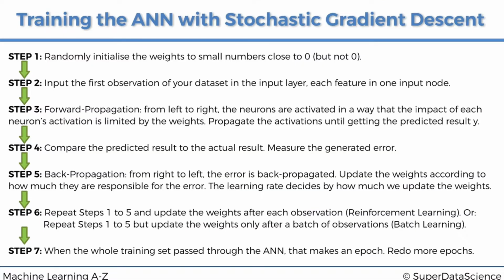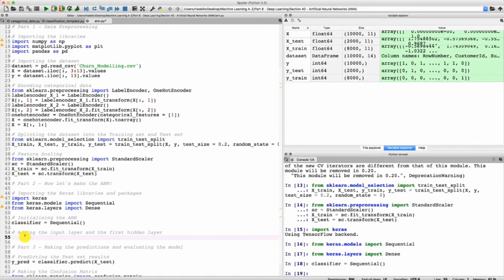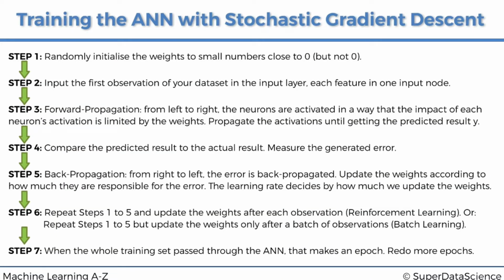So here's the slide. This is the slide from the intuition tutorial, and as we can see, an artificial neural network is built in 7 steps. The first step is to randomly initialize the weights of each of the nodes to small numbers close to 0. So that will be done thanks to the dense function, which we take from this dense module here that we imported previously. So basically, this dense function that we're going to use is going to take care of this first step.